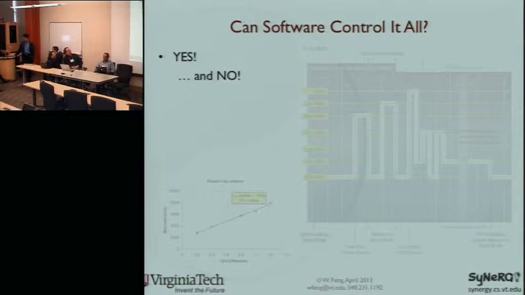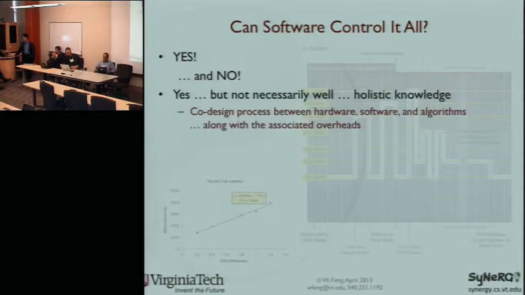So I think yes, but not necessarily well. Oftentimes it requires either holistic knowledge or even some access to mechanisms that aren't exposed to the software, and we can talk about it throughout the panel today. What it ultimately ends up winding up being is that you oftentimes have some type of co-design process between the hardware, the software, and the algorithms, and in particular alongside with the associated overheads in order to affect the type of management that you'd like to have in the power, energy, temperature domains.